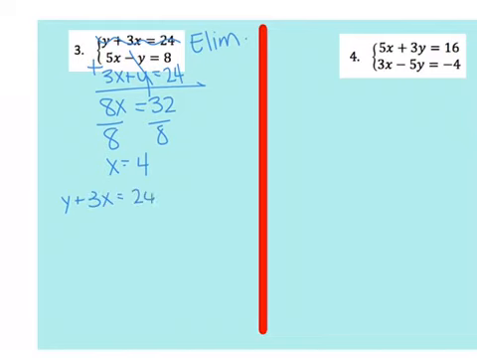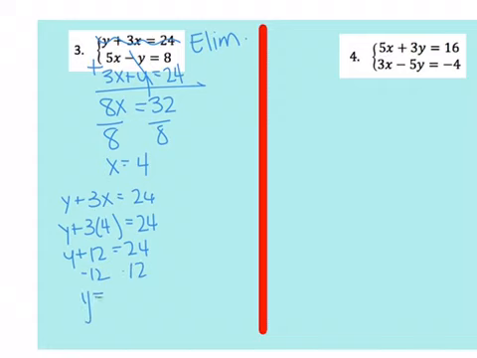And I'm going to substitute the 4 in for x. So I get 3 times 4 equals 12. Oops, that should have been a plus sign right there. So y plus 12 equals 24. So I'm going to get y equal to 12. So my final answer would have been 4, 12. So again, if you decided substitution was better there, you still should have got the same answer.